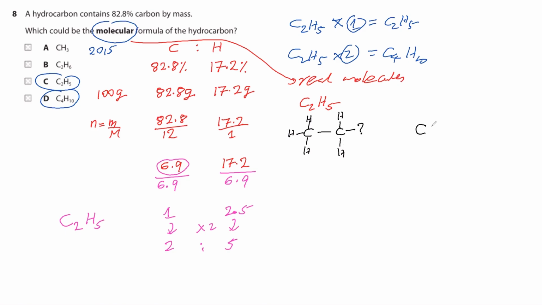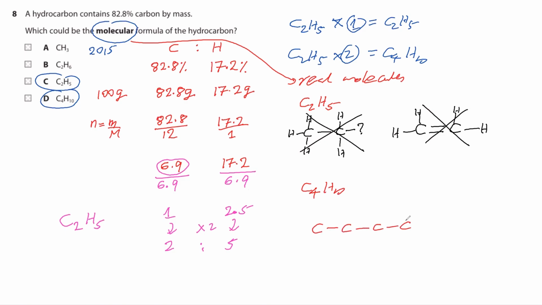Let's check it for an alkene. Alkene: carbon, carbon, double bond. Each carbon atom should have 4 bonds. So if I put a hydrogen atom in each place, now it comes as C2H4. I can't put another hydrogen atom. Therefore C2H5 cannot exist as either an alkane or an alkene. So C2H5 is the empirical formula, but it's not the molecular formula. Let's go for C4H10. If you go for C4H10, let's try an alkane: 1, 2, 3, 4.